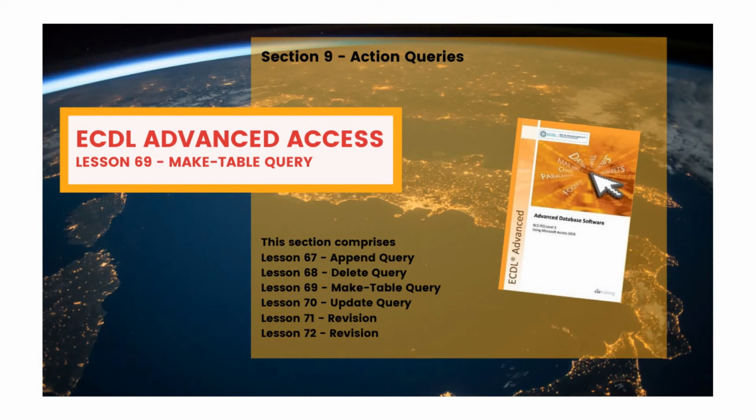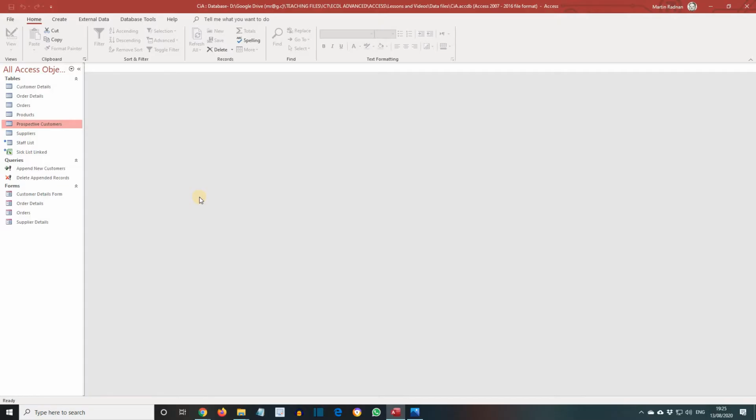ECDL Advanced Access Lesson 69: Make Table Query. A Make Table query selects data from one or more tables using all the features of a query and creates a new table from that data. Not all the fields from the original table or tables need to be included in the new table. A table is to be made containing all the unpaid invoices.